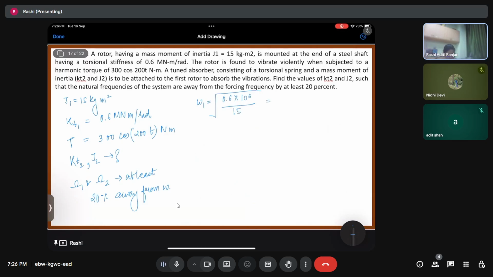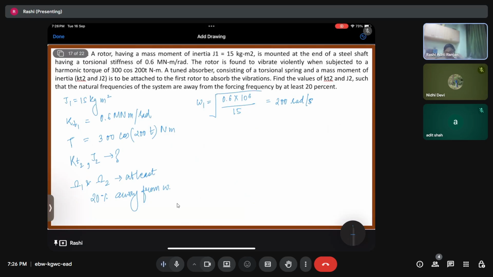This is going to come out as 200. Let me check. Yeah. So basically the harmonic frequency is given at the natural frequency. But this time we need to tune it, need to attach a new mass through the stiffness such that it absorbs the vibration, right?